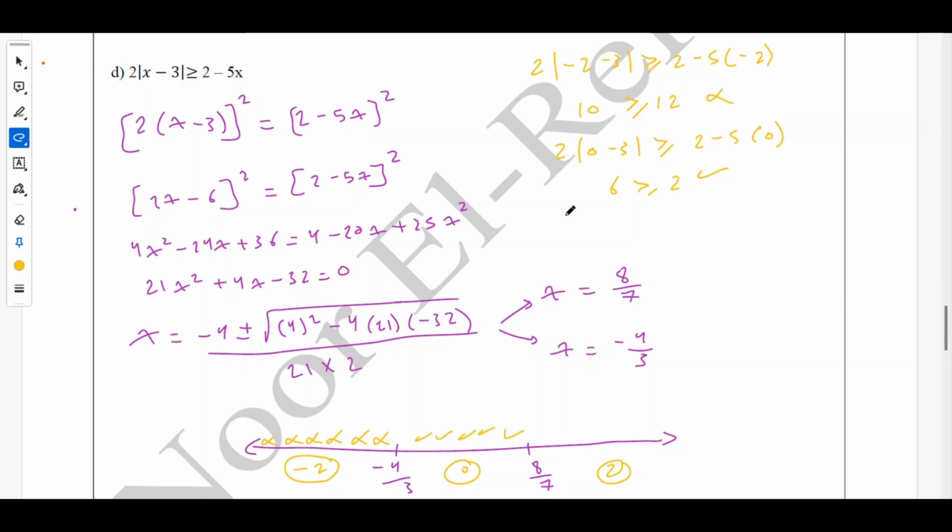Third value 2: modulus of 2 by 2 minus 3 more than or equal to modulus of 2 minus 5 by 2, so 1 more than or equal to 8, and this is also correct. So the solutions for this inequality are when x is more than or equal to negative 4 over 3.